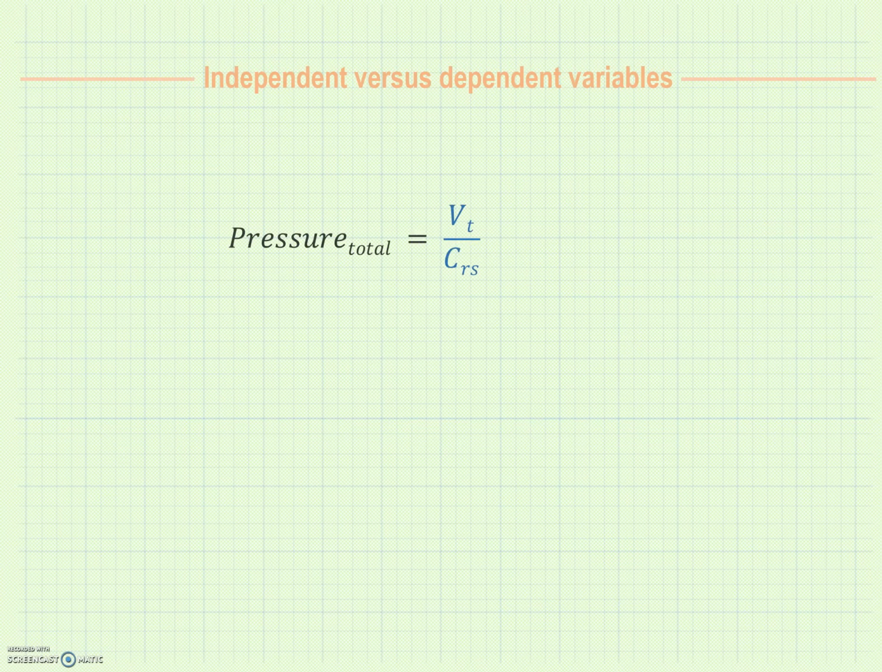So we saw that the total pressure at any given time in the system is the elastic portion, which is the tidal volume over the respiratory system compliance, plus the dynamic portion, which is the flow times resistance.